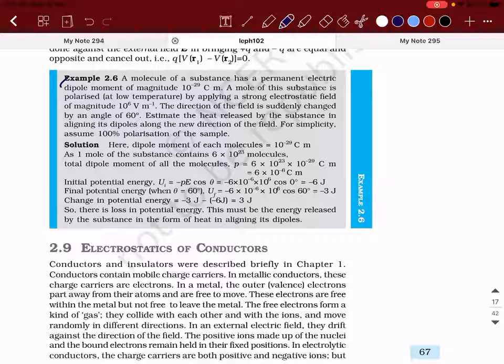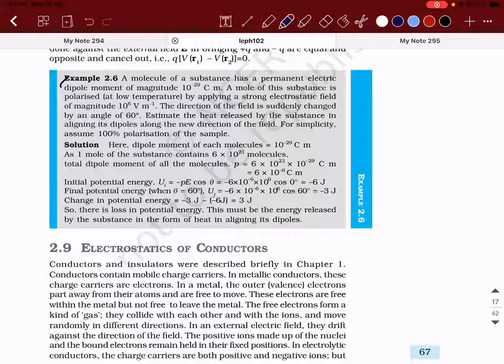There is a mole of this substance. As soon as you see mole, what is the number of particles that comes to your mind? 6.023 into 10 power 23. So these are the number of particles that are present. A mole of the substance is polarized at low temperature. We need not worry about what is polarized. By applying a strong electrostatic field of magnitude 10 power 6 volt per meter.